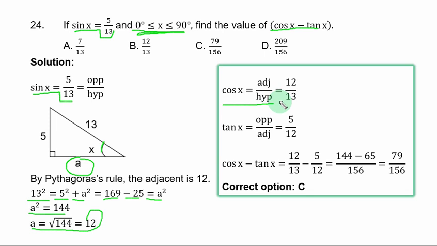Now this is how you obtain cosine. It becomes 12/13. This is how you obtain tangent. It becomes 5/12. You are asked to look for cos S minus tan S. That is 12/13 minus 5/12. If you find the LCM and simplify, you have 79/156. C is the correct option.